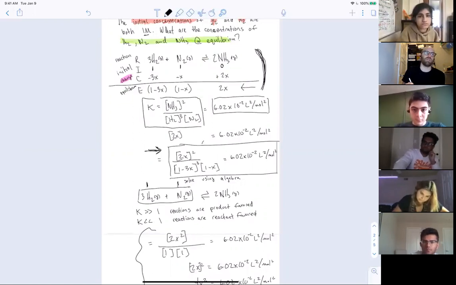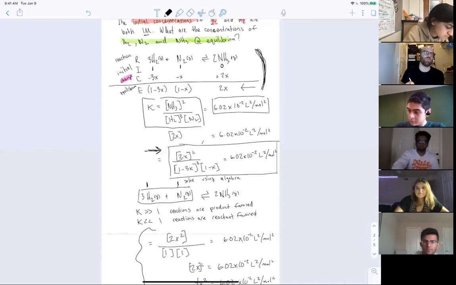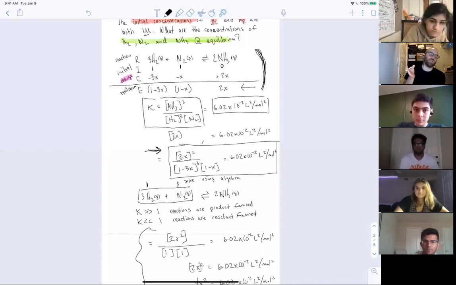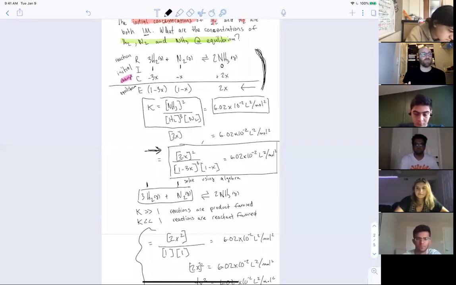So with extremely large values of K, you can start to treat this like a non-equilibrium situation where you just assume that you form 100% products. As you approach 1, you're about 50-50. And then as you go below 1, you're starting to be more reactant heavy. Units for the ending values would be molar.